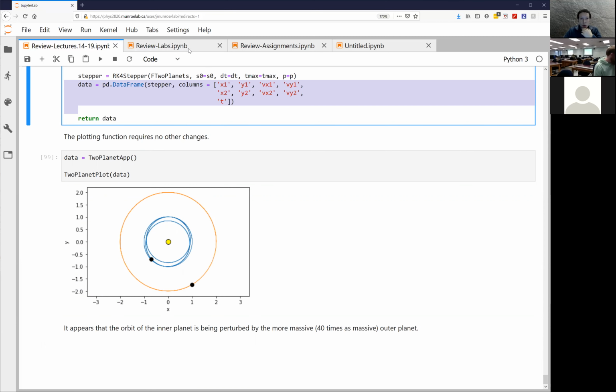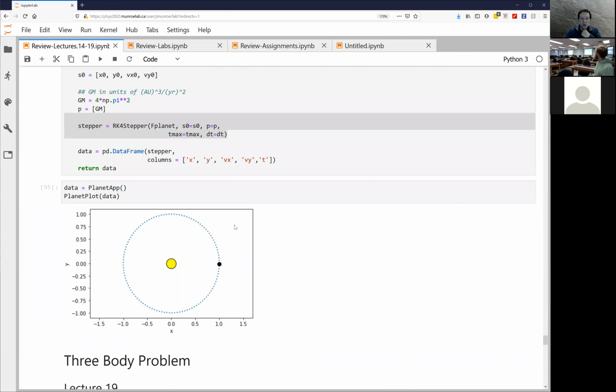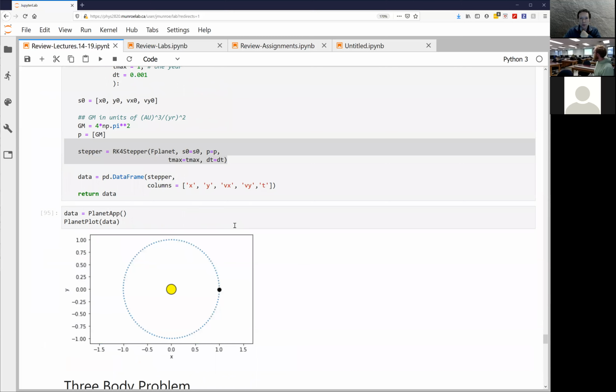I do want to review the labs and the assignments in a moment, but is there anything else on this planetary motion 2-body, 3-body material that we should discuss? Okay then. So I said, I've already posted that lecture up there. I'll do this. Oh, hold on.